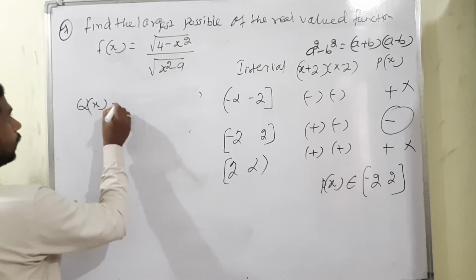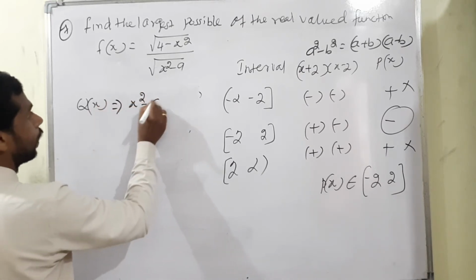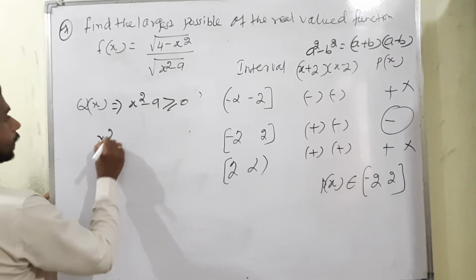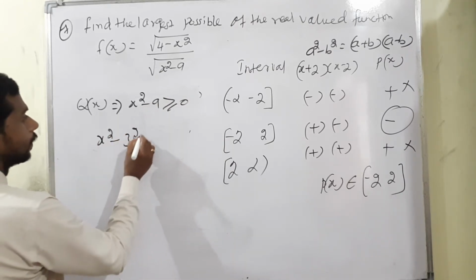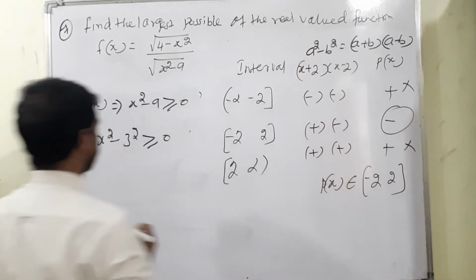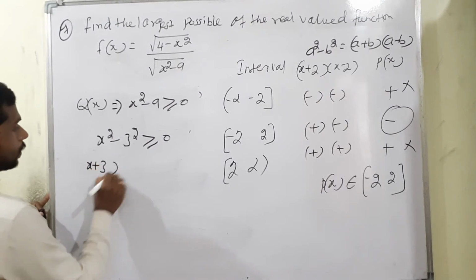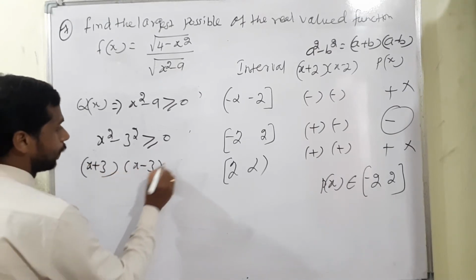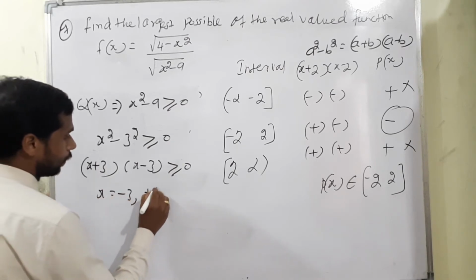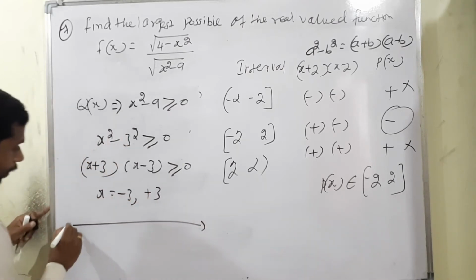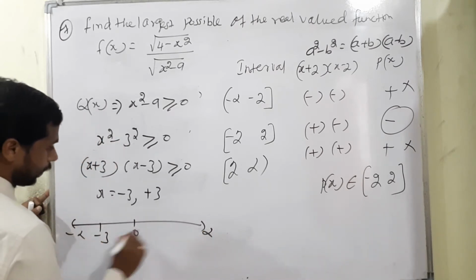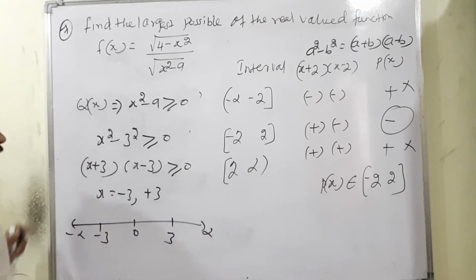So q of x is equal to x square minus 9, always greater than or equal to 0. Directly we can apply x square; instead of 9 we can write 3 square, greater than or equal to 0. Again we can apply the a square minus b square form. So (x plus 3) into (x minus 3) greater than or equal to 0. Therefore x is equal to minus 3 and positive 3. Take it on the number line, minus infinity to positive infinity, center 0, minus 3 and positive 3.